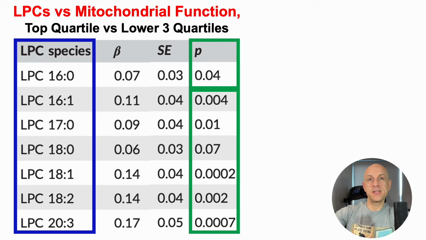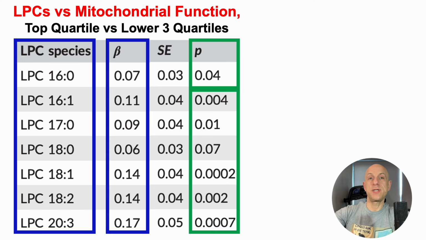And in terms of those positive correlations, in other words, higher levels of these LPCs being associated with better mitochondrial function, we can see the beta coefficient is positive. In other words, again, higher levels of these LPCs were significantly associated with higher or greater mitochondrial function.